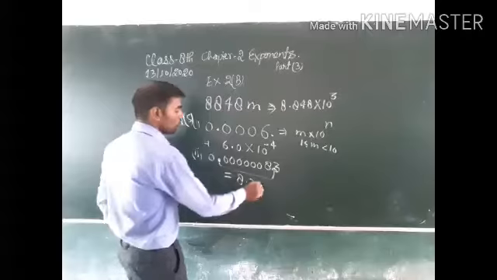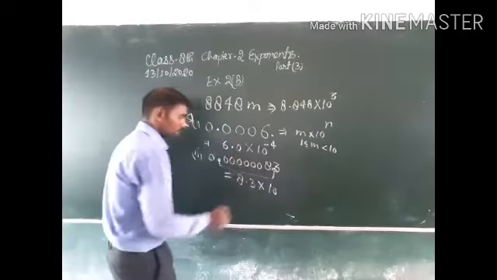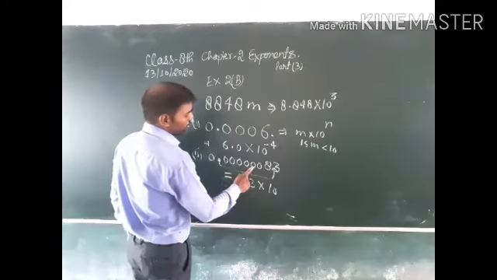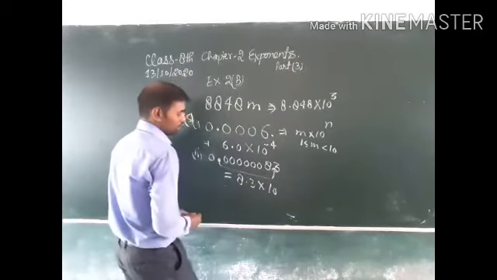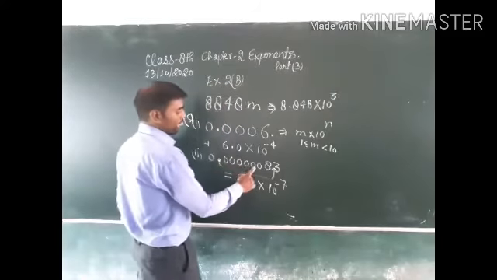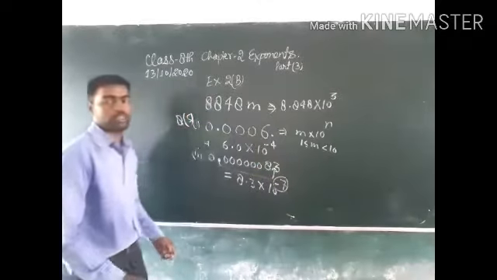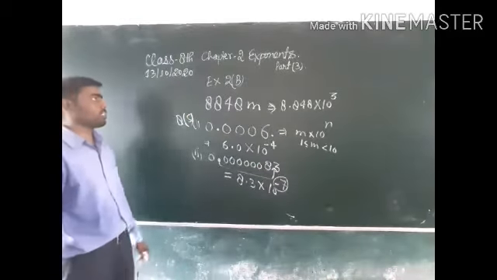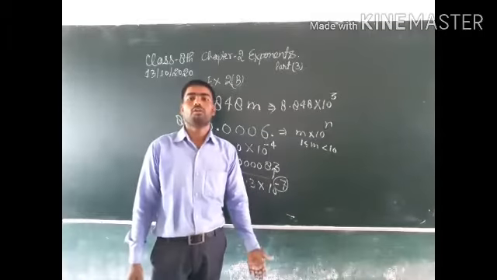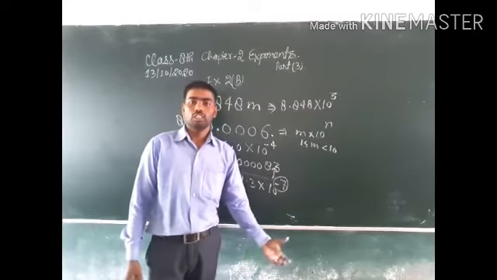And into 10 to the power, what is the value of n? So count the places: 1, 2, 3, 4, 5, 6, 7. It means minus 7. This means the value of n is equal to minus 7. So this is the complete explanation of how a number is changed into standard form and how a standard form number is changed into usual form.